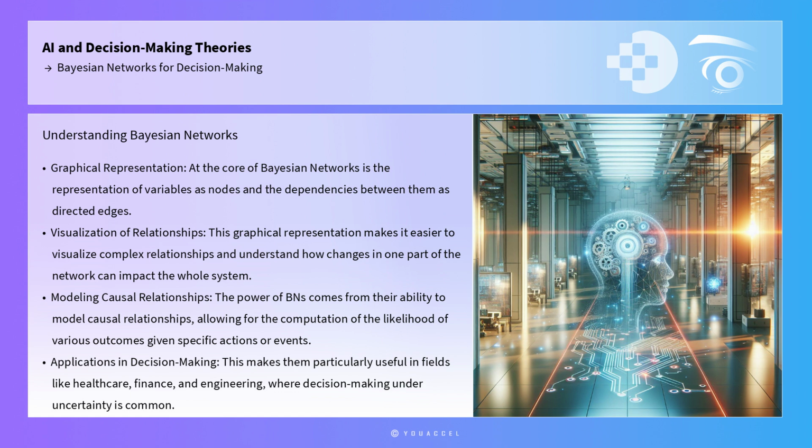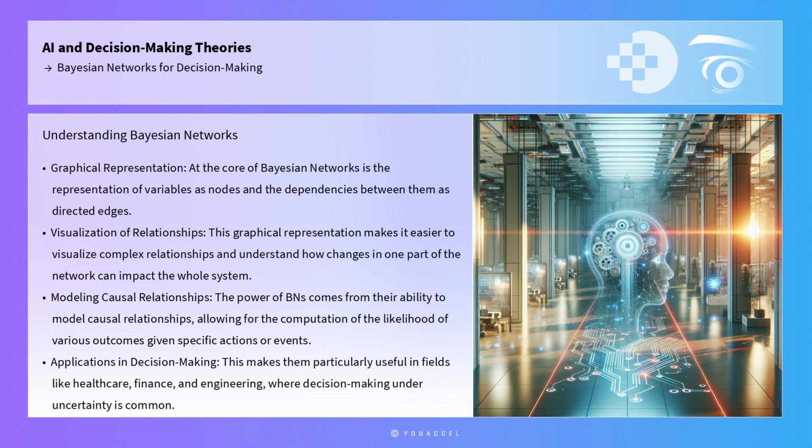At the core of Bayesian networks is the representation of variables as nodes and the dependencies between them as directed edges. This graphical representation makes it easier to visualize complex relationships and understand how changes in one part of the network can impact the whole system.